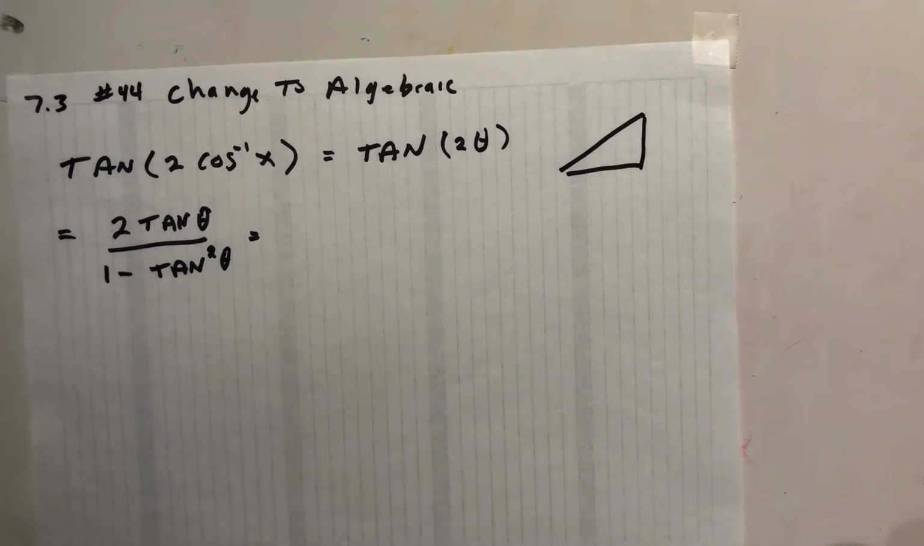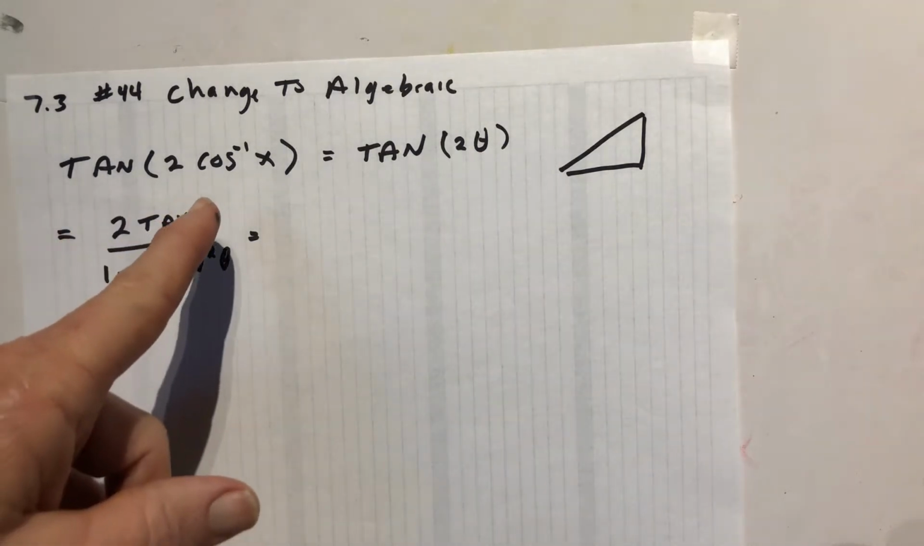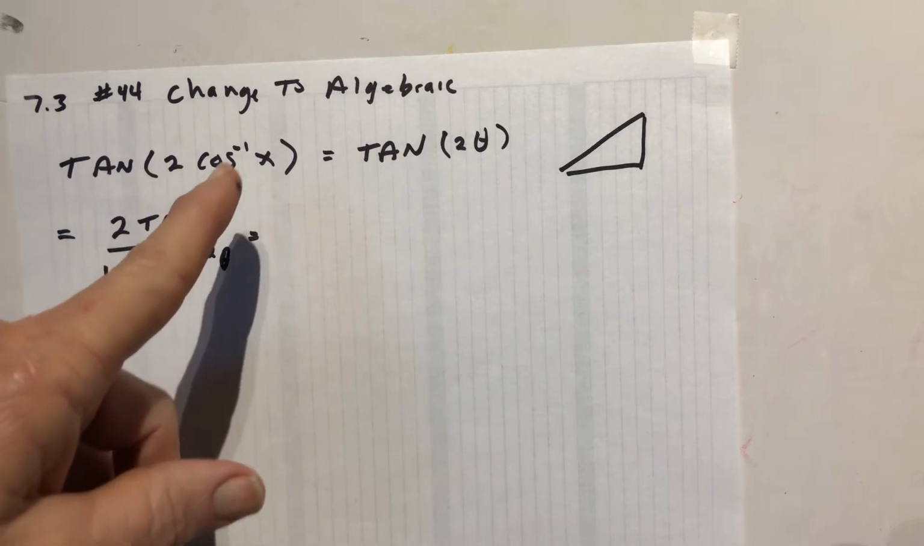Hey there, we're doing problem number 44 from section 7.3. The previous video did the example. Now I'm going to work one, but I'm choosing a little bit harder one. It's the tangent. Sine and cosine formulas are a little bit easier. So we have tangent of 2 cosine, arc cosine of x.